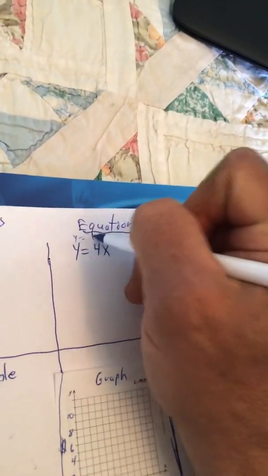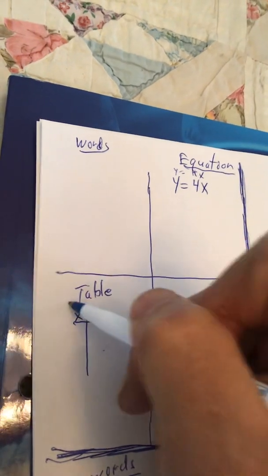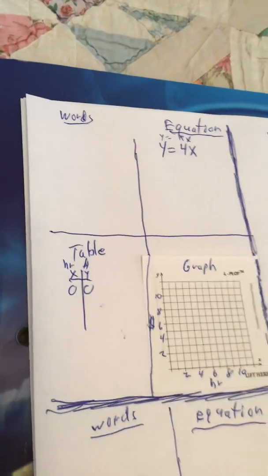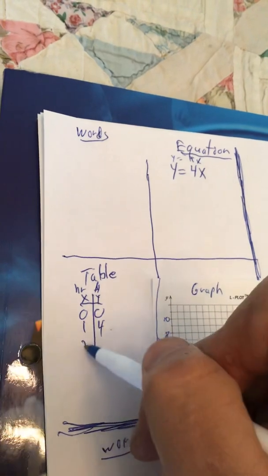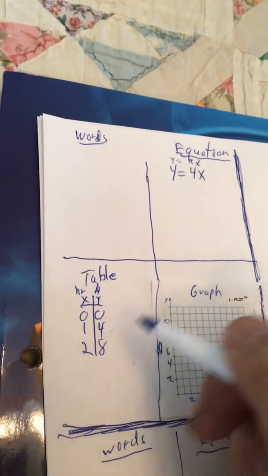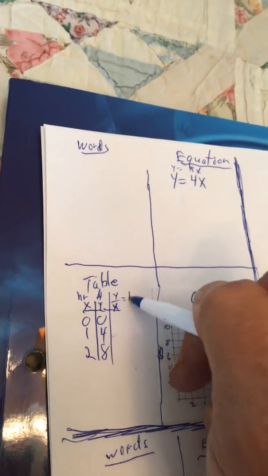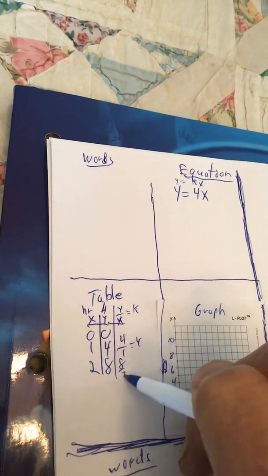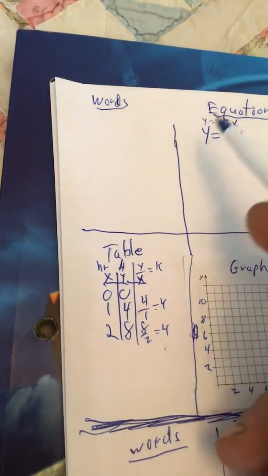This is y equals kx. I like doing the table first. So x, y, which is hours and money. 0, 0. If Bob doesn't work, he doesn't get paid. If he works 1 hour, plug in 1 there, he's going to make $4. If he works 2 hours, plug in 2, he's going to make $8. I can even double check: y over x equals k. 4 divided by 1 is 4. 8 divided by 2 is 4. I get the same constant of proportionality every time, which is k.